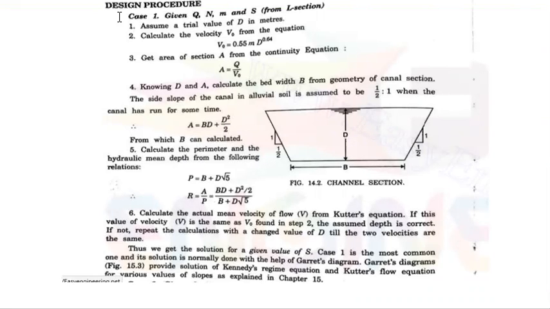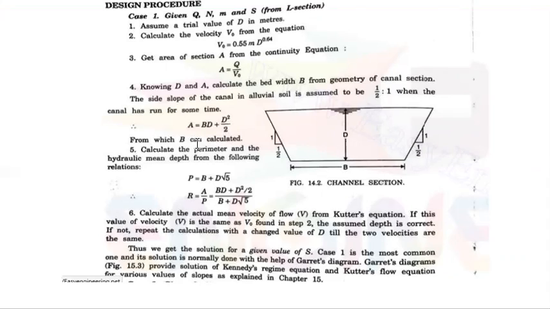So as I said earlier, with the design procedure, the first case is where Q, N, m, and S are given for the L section. You can assume a trial D and then calculate the velocity V0, and get the area with the continuity equation. Also, by knowing A and D, calculate B from the geometry of the canal section. In the case of a trapezoidal section with side slope half to 1, A is equal to BD plus D squared by 2, right?